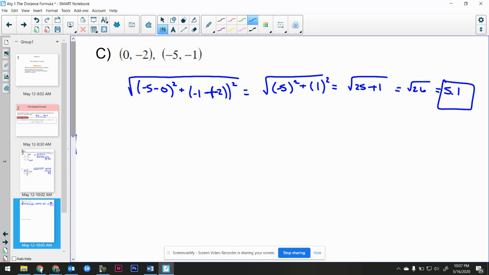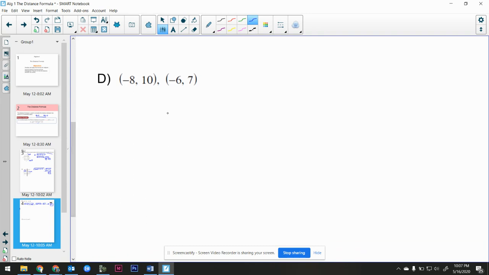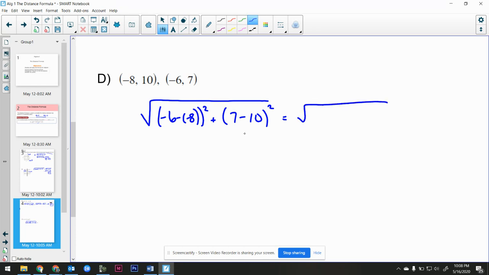And the last problem, algebra 1. All right, so the distance is -6 minus -8 squared plus 7 minus 10 squared, which gives me a big plus sign here. -6 plus 8 is 2. And we have a -3 squared. Okay, which gives me a 4 and a 9, which gives the square root of 13.